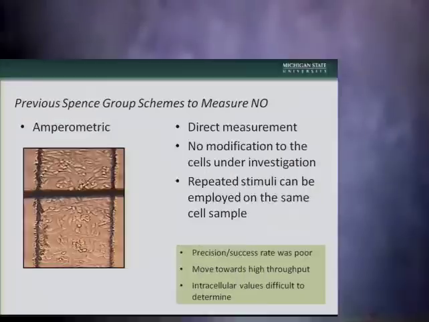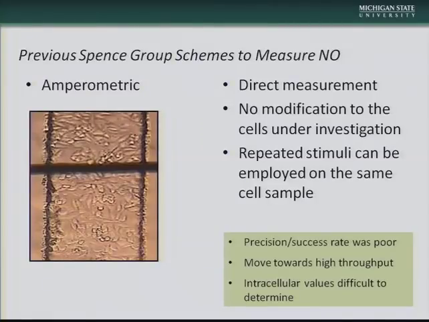However, after I moved north, I found that, and I think basically it's because I wasn't around Scott's labs anymore, our success rate went down using the amperometric techniques. So I think what this is saying is I'm just not a very good electrochemist. But I also wanted to move towards higher throughput measurements. And also I found that it was difficult to get at the intracellular values of the nitric oxide without perturbing the cell itself.